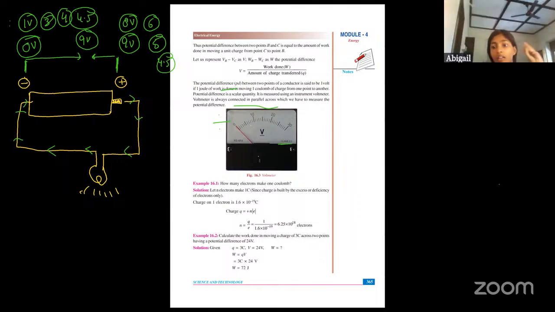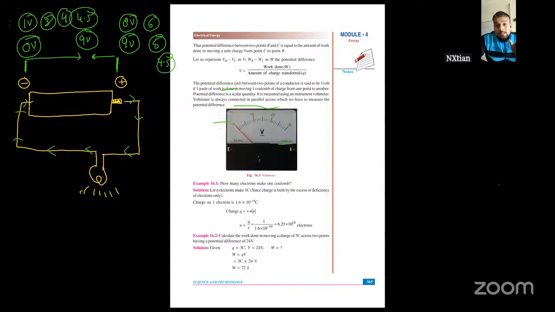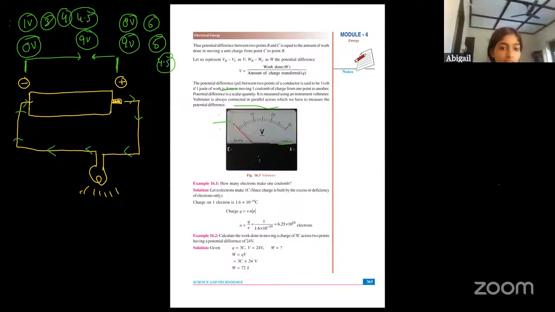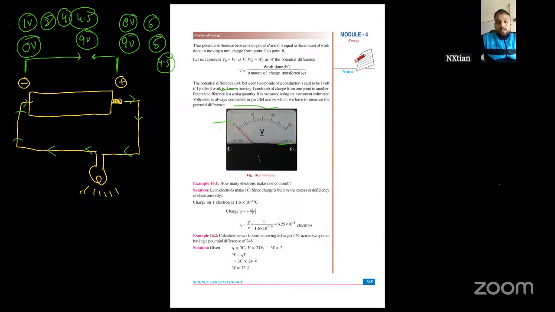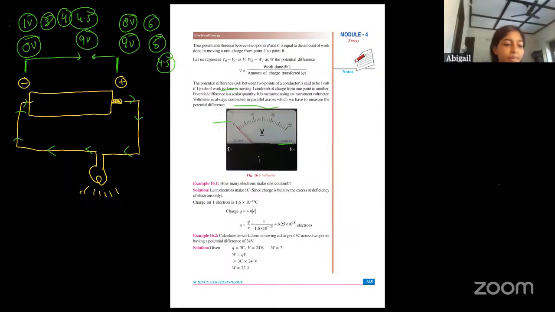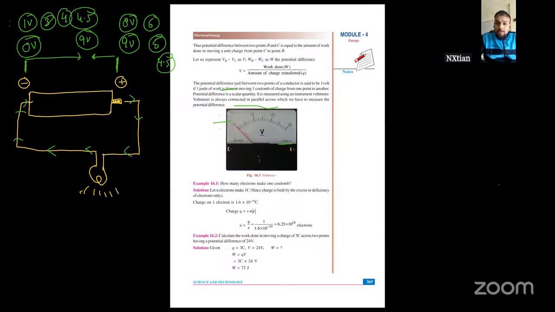So potential difference is measured in volt, and it's denoted by capital V. Okay, sir. Now it's much more clear. Okay, so we'll stop here only, because it's 11:30.